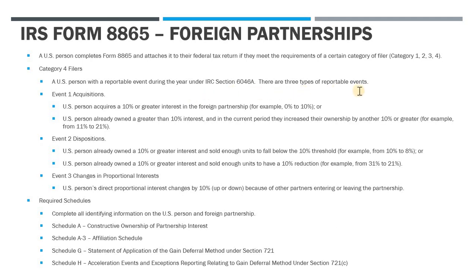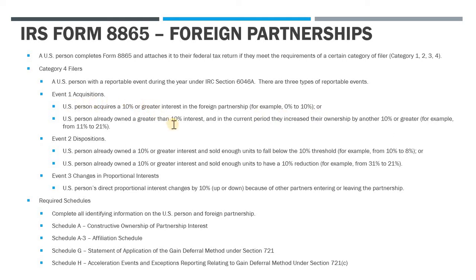So there's 3 basic types of reportable events, and these are all outlined in the 8865 instruction. So the first one is an acquisition. Okay, so if you're a U.S. person and you acquire a 10% or greater interest in a foreign partnership during the year, that's a reportable event. So if you have 0% at the start of the year and you contributed capital and you got 10% or more in exchange, that's a reportable event for you. So you'll need to file the 8865.